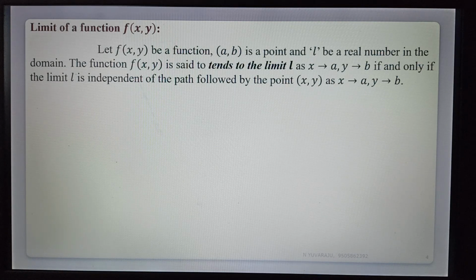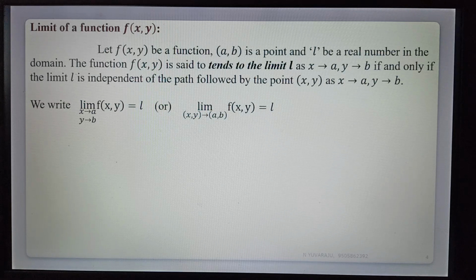That means it is denoted by limit x tends to a, y tends to b, f of x comma y is equal to L, or limit x comma y tends to a comma b, f of x comma y is equal to L. That means for the two variable function f of x comma y, x approaches a and y approaches b, then f approaches L, a real number, and L is called the limit of the function f of x comma y.